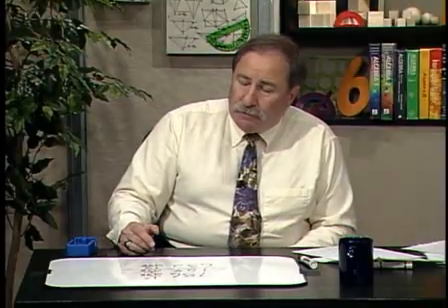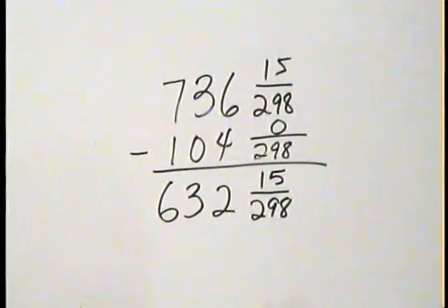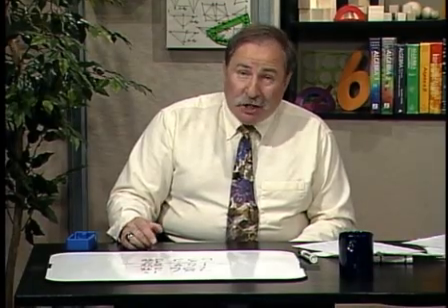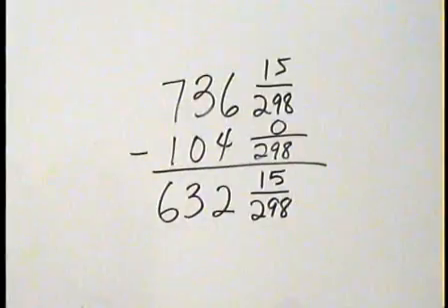Can we reduce 15/298? Well, let's see. Does 2 divide 15? No, it doesn't. 3 divides 15, but does 3 divide 298? 2 plus 9 is 11, plus 8 is 19, 1 plus 9 is 10, 1 plus 0 is 1, so indeed, since we didn't get 3, 6, or 9, 298 is not divisible by 3. 15 is divisible by 5, but 298 is not because it doesn't end in 5 or 0. In fact, the only number that divides both 15 and 298 is 1. So our final answer in simplest form is 632 and 15/298.